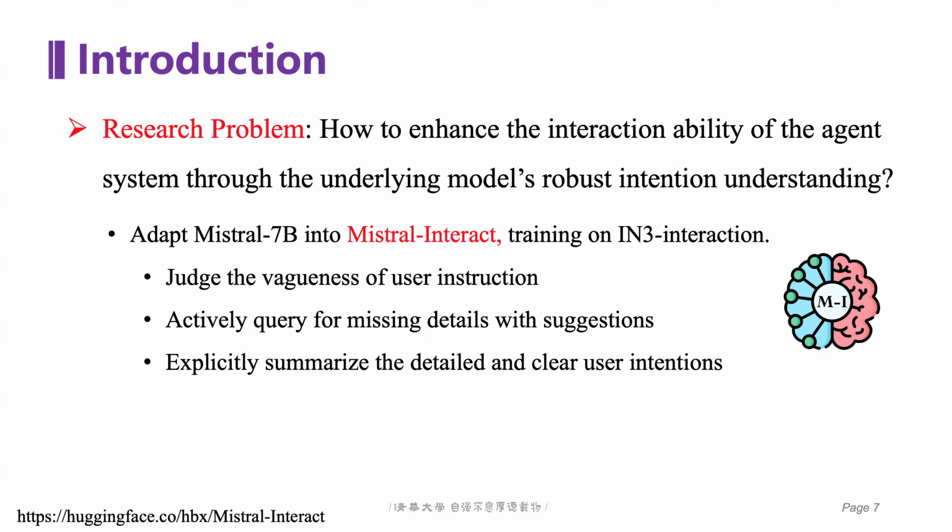Our trained model is able to judge the vagueness of user instructions and actively query for missing details with suggestions. That's one of the most important traits of the agent, that is the proactivity. And finally, the agent we adapt can explicitly summarize the detailed and clear user intentions.